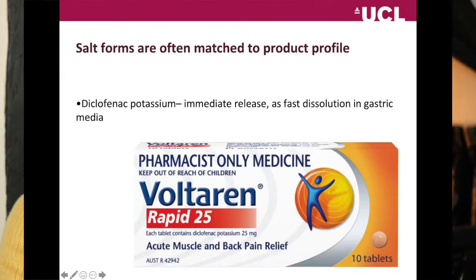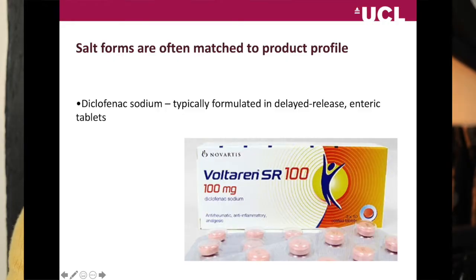So on the screen is diclofenac potassium, which is used as an immediate release, fast dispersing formulation in gastric media, and that's why it says rapid 25, because it's dispersing very quickly when you swallow it. Diclofenac sodium, on the other hand, so not a massive change. Sodium to potassium is quite common. It's quite common for drugs to be available as both sodium and potassium salts. Is actually used in delayed release, enterically coated tablets.